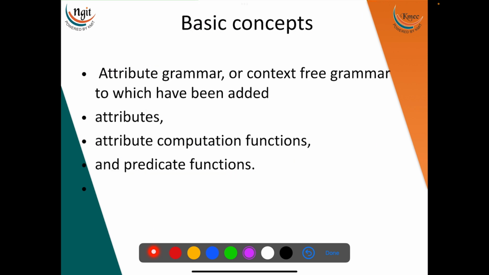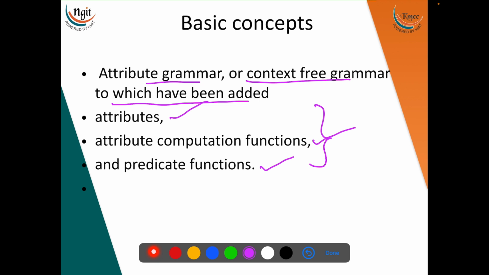Now there are some basic concepts we have to understand. An attribute grammar is a context free grammar to which have been added attributes, attribute computation functions and predicate functions. These are the basic concepts involved in attribute grammar, which we discussed just before. Now I'll give an example to understand it in a better way.